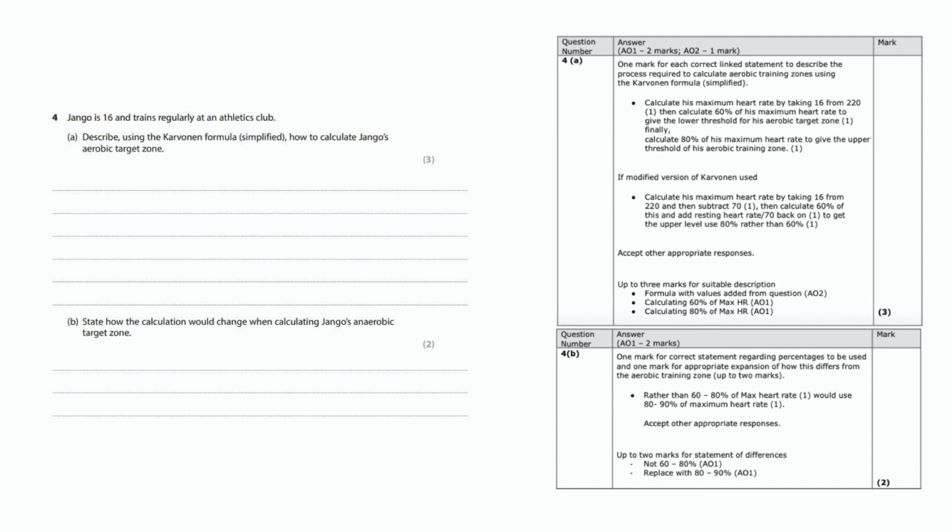Final question: state how the calculation would change when calculating Django's anaerobic training zone. Hopefully we remember that anaerobic training zone is 80 to 90% of maximum heart rate. So if you put that 80 to 90% of maximum heart rate, you will get both marks.